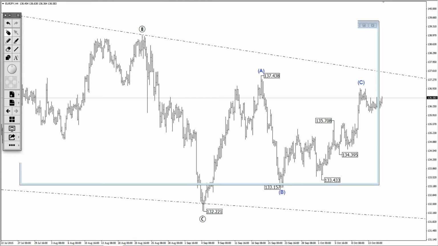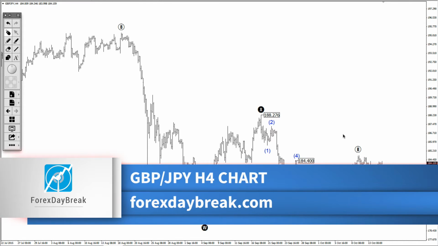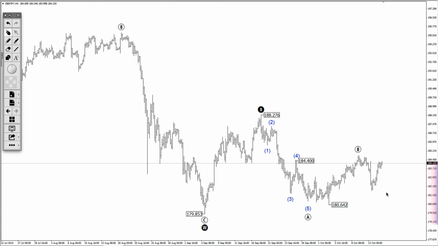Okay, next is pound yen, and on pound yen my wave count is proposing that we are now forming a B wave, which may not have been completed yet, so we might get a little more upside before the continuation for the large downtrend can start or happen here. So perhaps we can expect a move higher before turning back down.